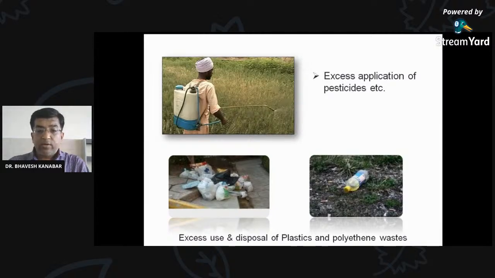Okay, fine. So write down what are the causes we just discussed. Causes of soil pollution. Write down in the chat box. What are the causes of soil pollution? Just we have discussed the causes.